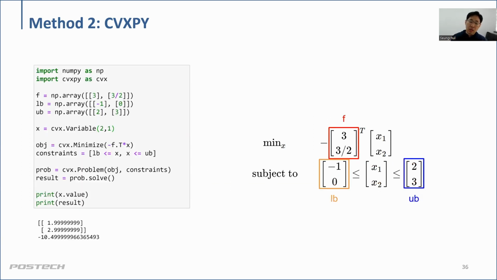Now, how can we program it? Use numpy as np and import it, and we also have to import CVXPY. We're going to use a short notation with cvx. The short notation for numpy is np, and we have to define F, which is transposed like that. And we define the lower bound and upper bound.